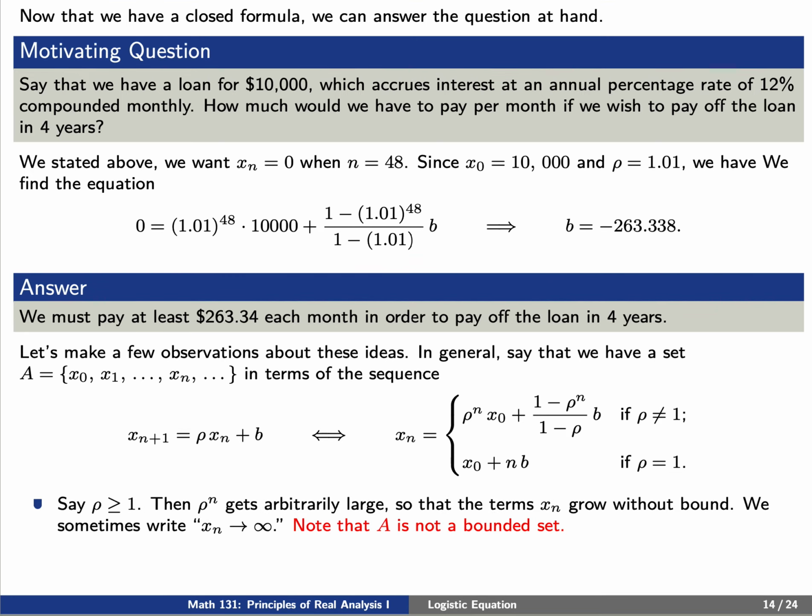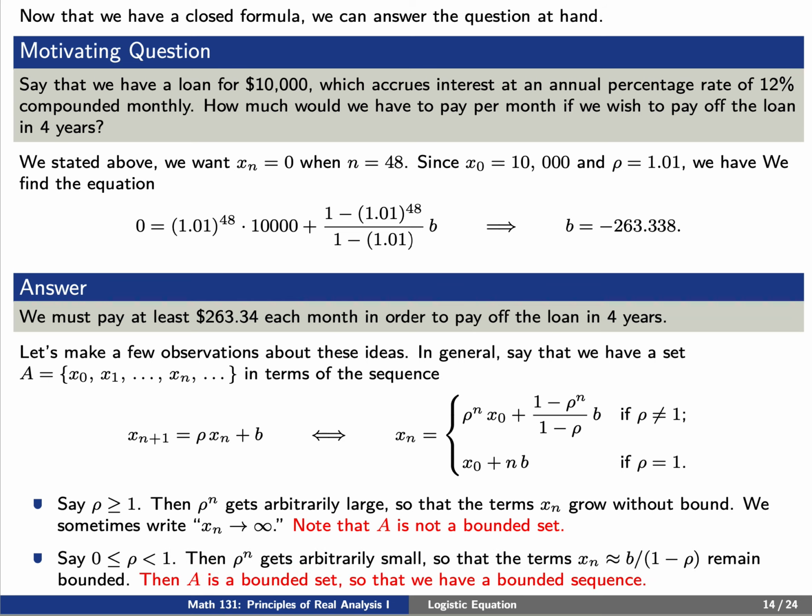Now, looking at the formula, we can make a few statements about what happens to the behavior of our sequence x sub n. Let's say for the moment that rho is greater than 1. Then we'll see that rho to the n gets arbitrarily large so that the terms x sub n grow without bound. Sometimes we'll write the statement x sub n tends to infinity. Either way, we'll see that our set A is not a bounded set. Indeed, the terms grow without bound.